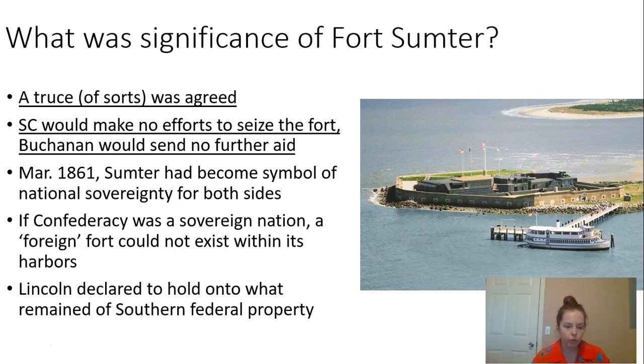We'll also see that Lincoln is going to declare that he will hold on to whatever remained of Southern federal property. At this point, the Confederacy had taken over multiple forts and multiple post offices, but Lincoln decided to stop the expansion of this, saying that anything else he would hold on to as Union property.